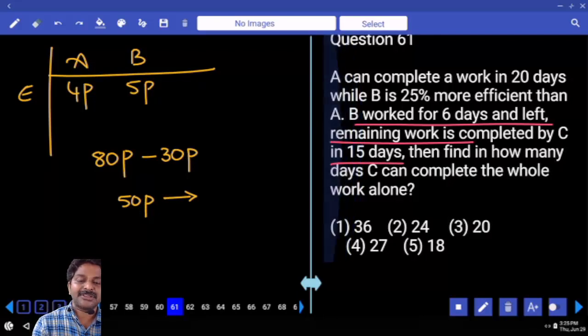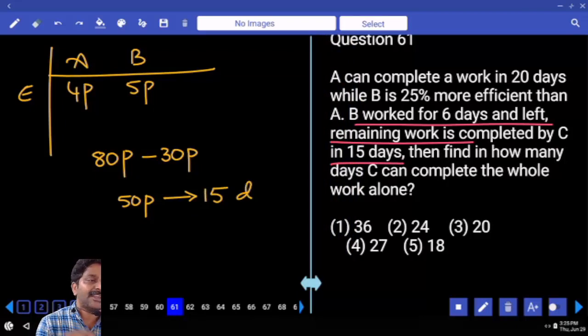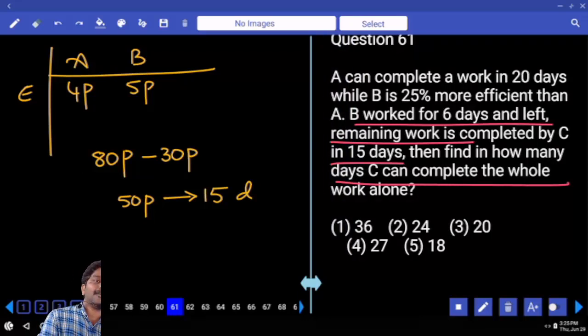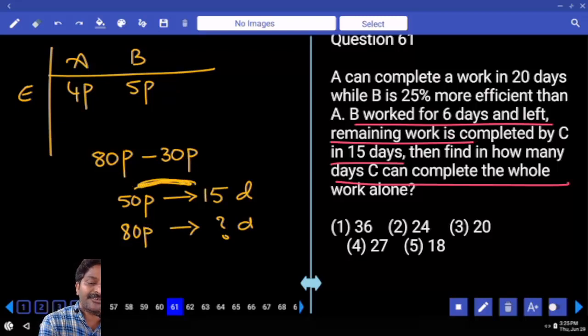Who completed this, and in how much time? That means to complete 50 parts, C needs 15 days, correct? Now the question is, C can complete the total work in how many days? How much is the total work? 80 parts. It can be done by C in how many days? What is the relation between 50 and 15? The relation has to be 30%. Yes. Out of 80 also you need to calculate 30 percent. How much is that? 20. That's it.